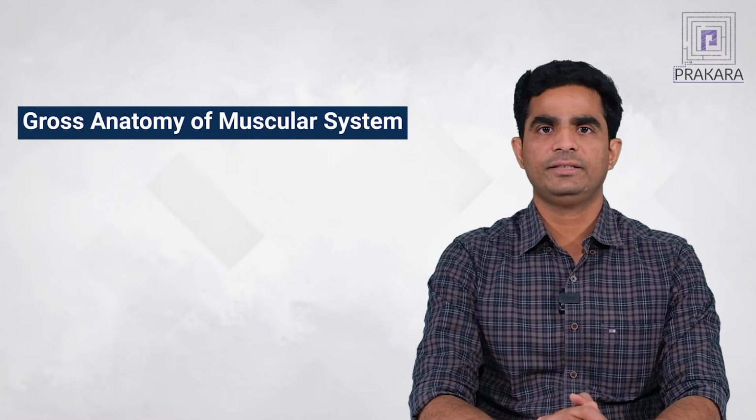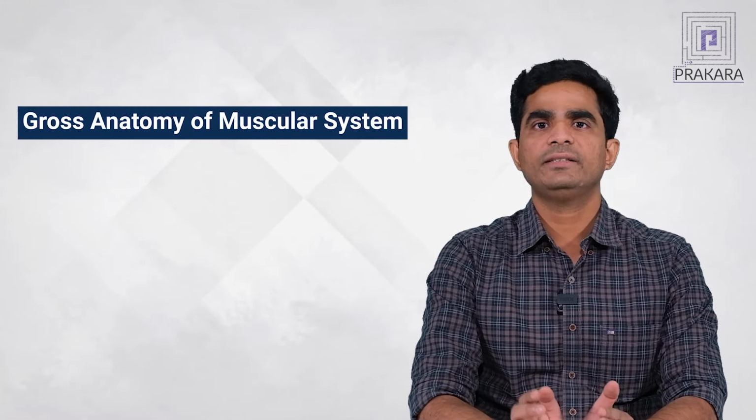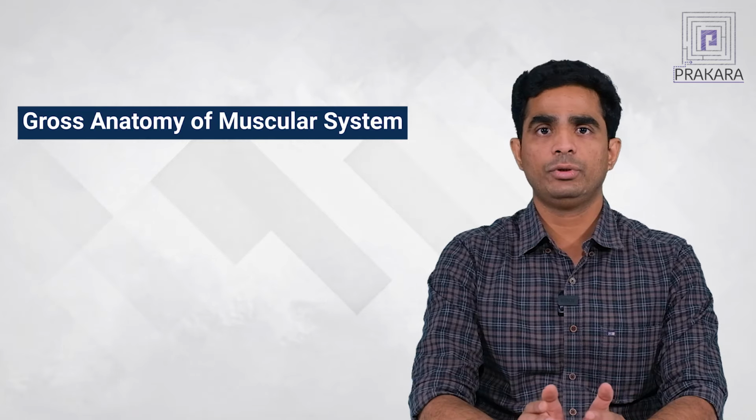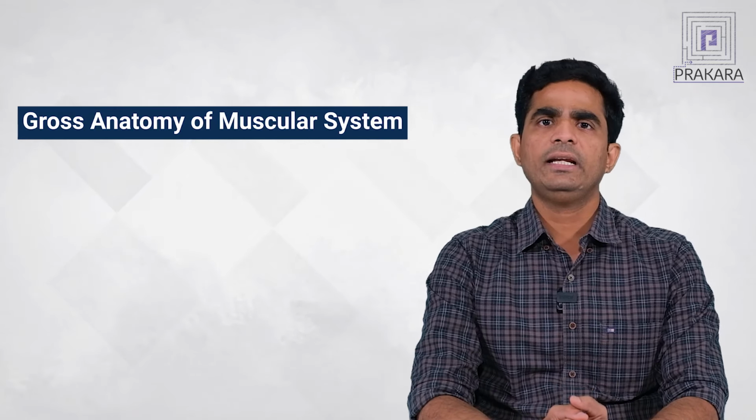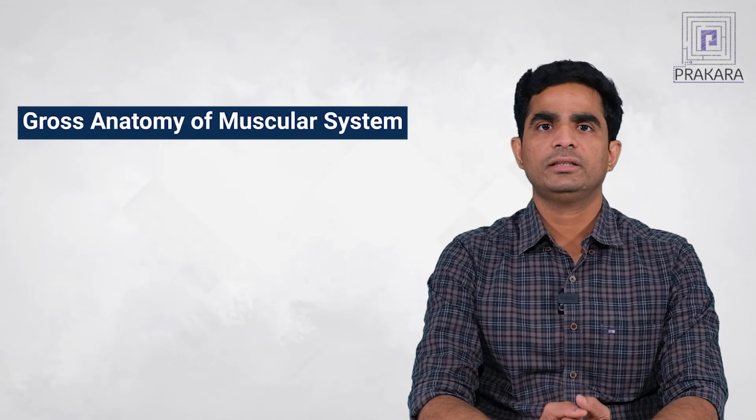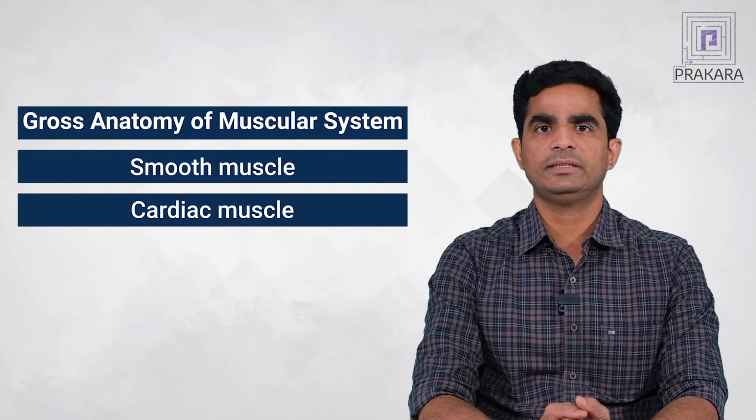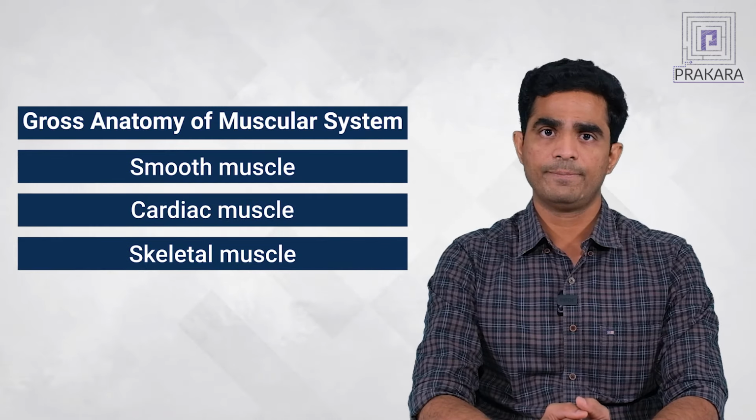Hello everyone. In today's class, we will talk about the gross anatomy of the muscular system. The muscular system comprises the muscles or the muscle tissue of the body. There are three types of muscle in the body: the smooth muscle, the cardiac muscle, and the skeletal muscle.